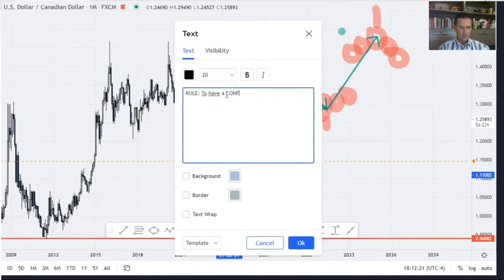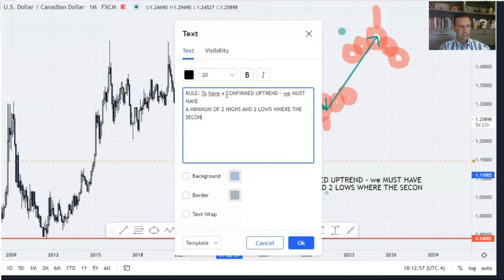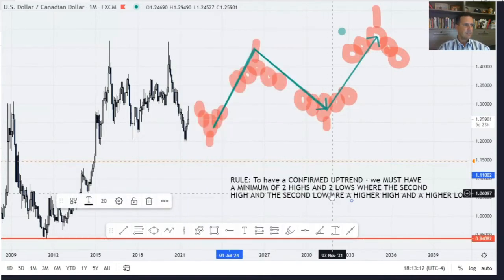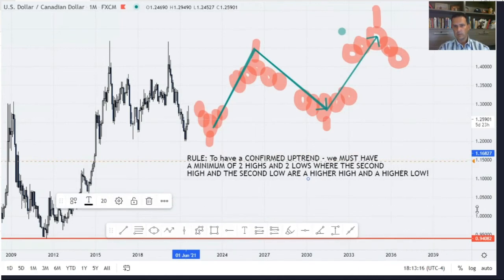To have a confirmed uptrend, okay? To have a confirmed uptrend, we must have a minimum of 2 highs and 2 lows. And we learned what is a high, what is a low a few minutes ago. A minimum of 2 highs and 2 lows, where the second high and the second low are a higher high and a higher low. Okay, beginner traders, this is a non-negotiable rule.